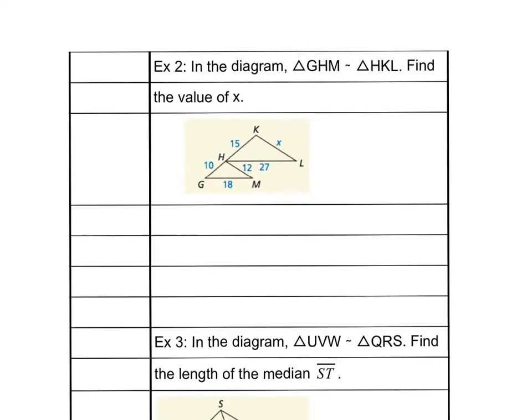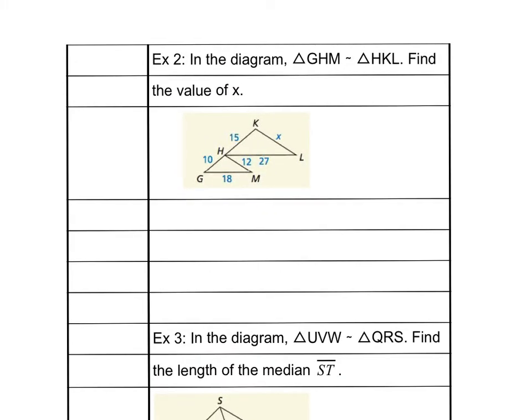Okay, the next one says, in the diagram, triangle GHM is congruent to HKL. Find the value of X. So GHM and HKL. They're already set up, and the corresponding sides are pretty easy to find. Like 10 is corresponding with 15 in red.